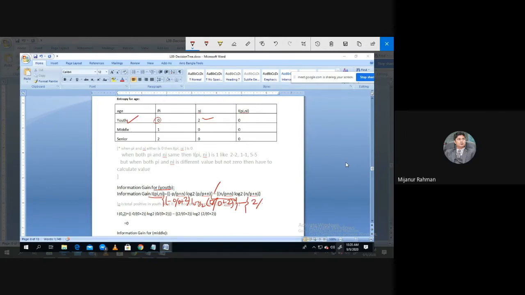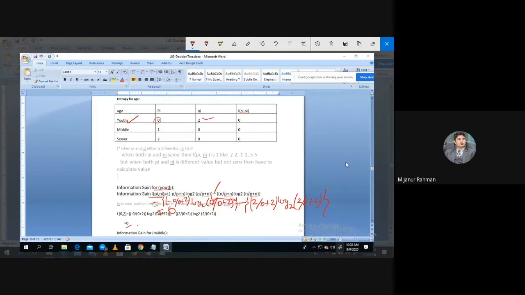what is p? p is 0, plus what is n? n is 2. Then log base 2 basically. What is n? n is 2. What is p? 0, plus n is 2. So if you calculate, you can find the result is 0. You can see here, if you calculate it, you can find. So the calculation is given here.